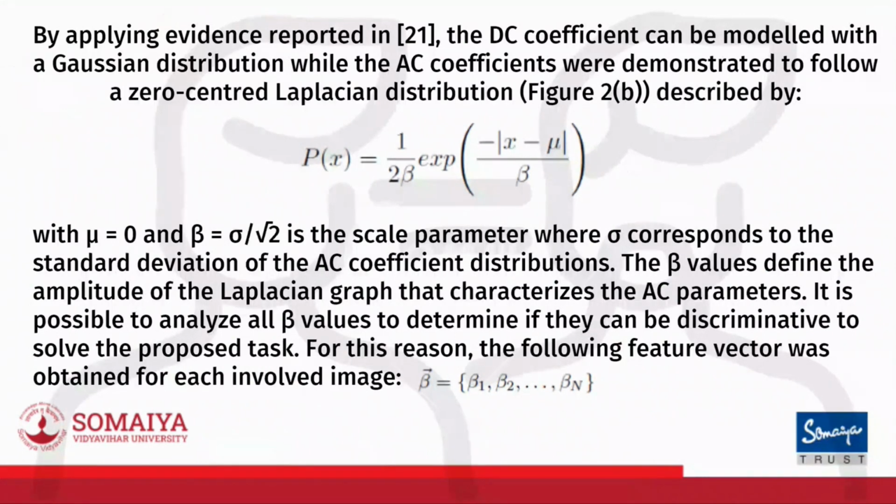With mu equal to 0 and beta equal to sigma over root 2 as the scale parameter, where sigma corresponds to the standard deviation of the AC coefficient distribution. The beta value defines the amplitude of the Laplacian graph that characterizes the AC parameters. It is possible to analyze all beta values to determine if they can be discriminative for the proposed task. For this reason, the following feature vector was obtained for each involved image.